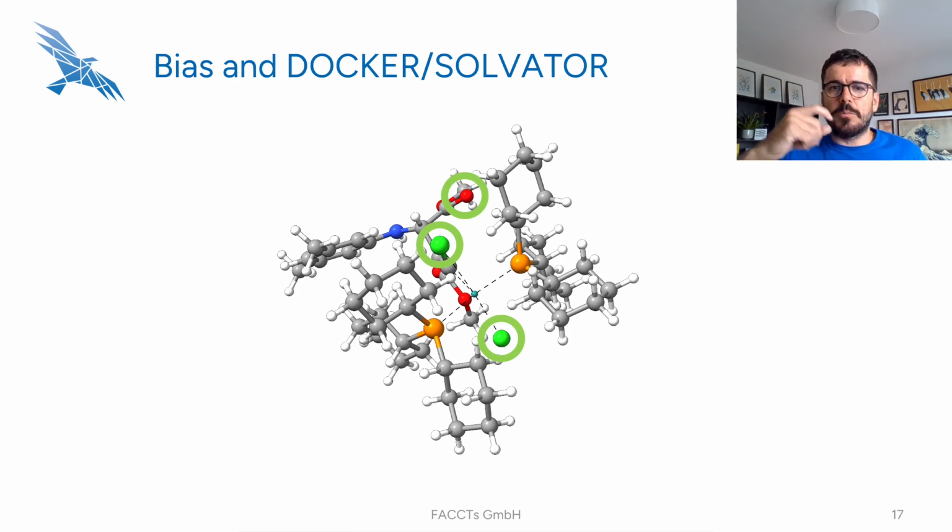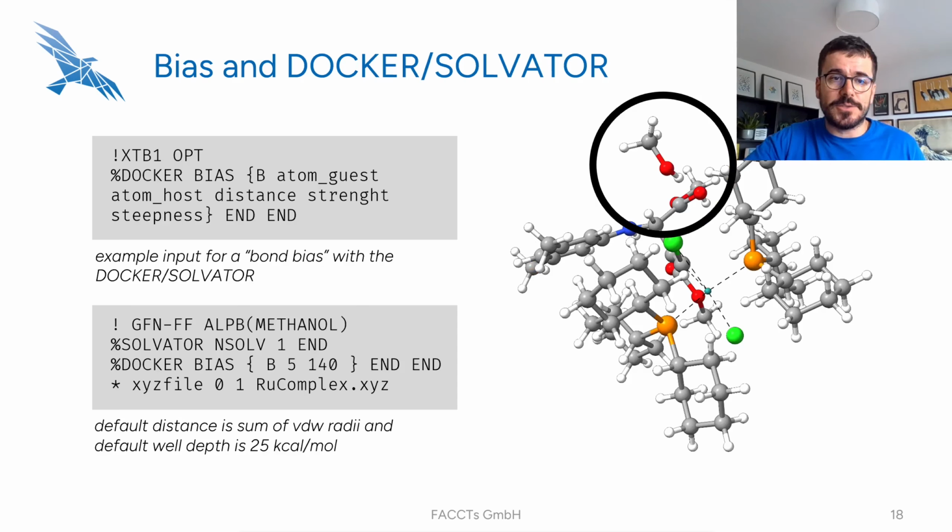Now you can combine the Docker with these bias potentials, and you can control, or at least add a bias for, where molecules should interact. So let's say you have this metal complex here, and you have these three positions where you want to make sure you have interactions somehow. You have a carbonyl group, you have two chloride atoms, and if you add a bias, so you just add a Docker bias like that, the bias needs to be done in this case inside the Docker, because you have two molecules which are not in the same file.